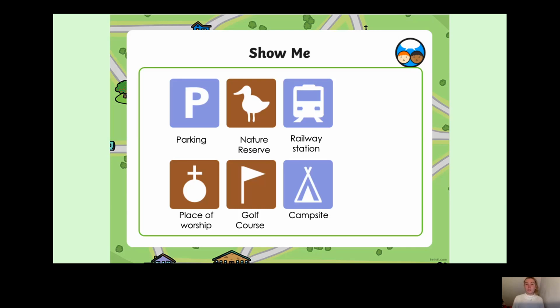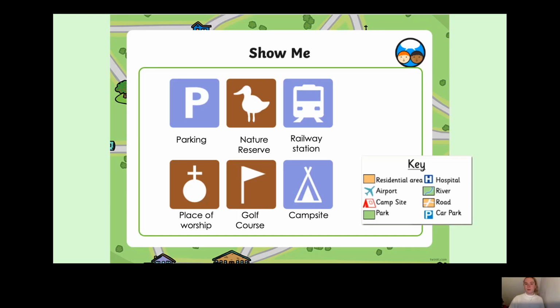So if you looked at a map and saw a P, you'd know it was parking. If you saw a tent, you'd know that it's a campsite. And if you saw a train in the middle, you know it's a railway station. Instead of having to make it too complicated, you can use these symbols to make it very simple.